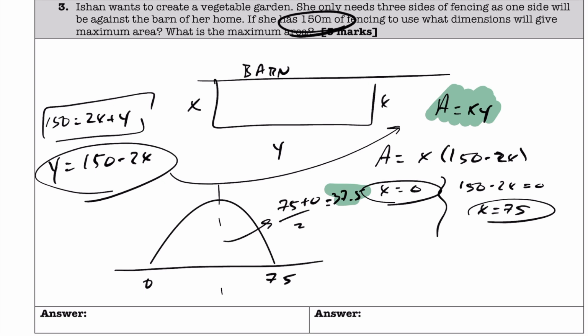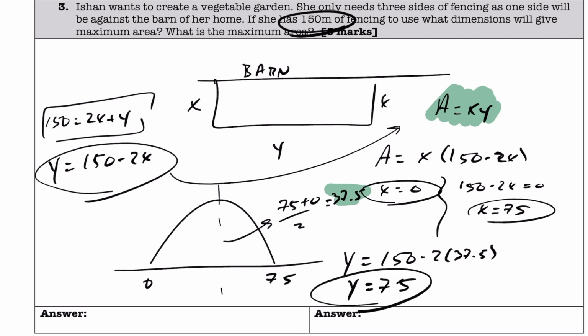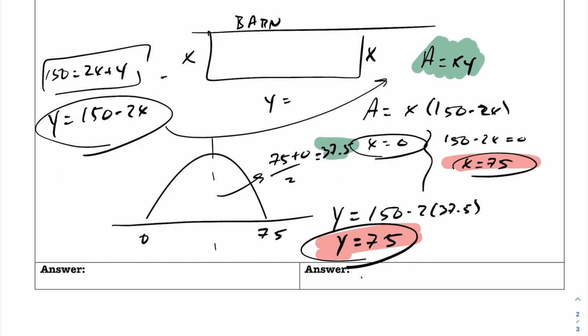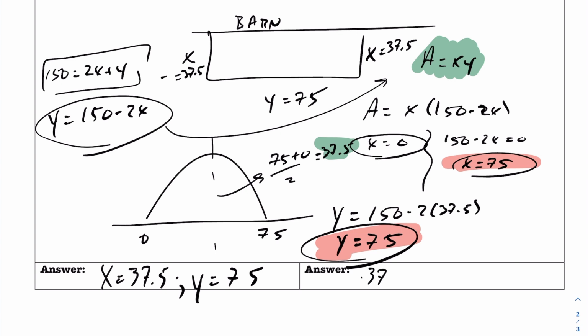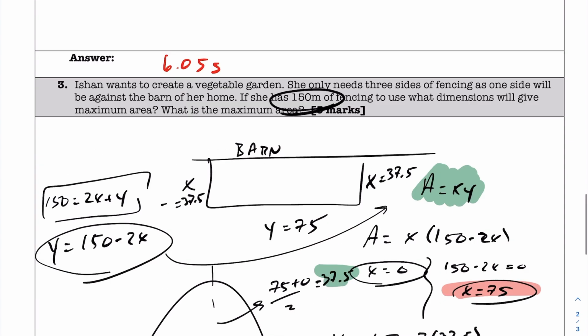So if x is 37.5, we can sub this in to solve for y, giving us y equals 150 minus 2 times 37.5, and I end up getting y equals 75. So therefore we know that these x values must be 37.5 each, and the y value must be 75. So here x is 37.5, y is 75. And the area will be the product of 37.5 times 75, which is 2,812.5 square meters. All right, that concludes the solutions to this sample test.